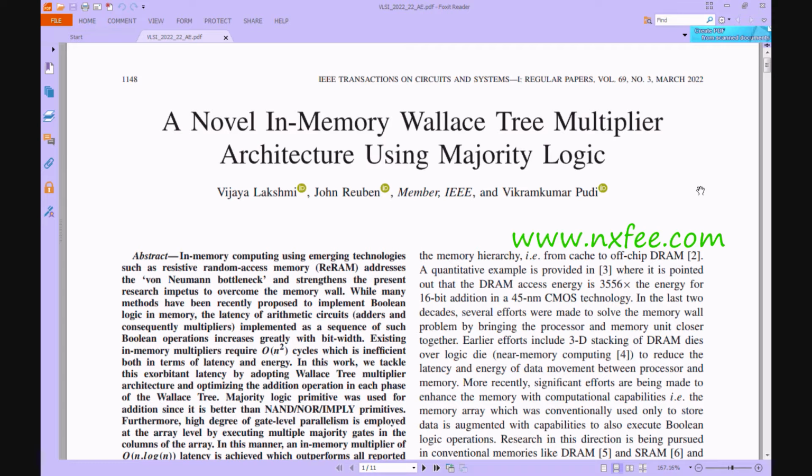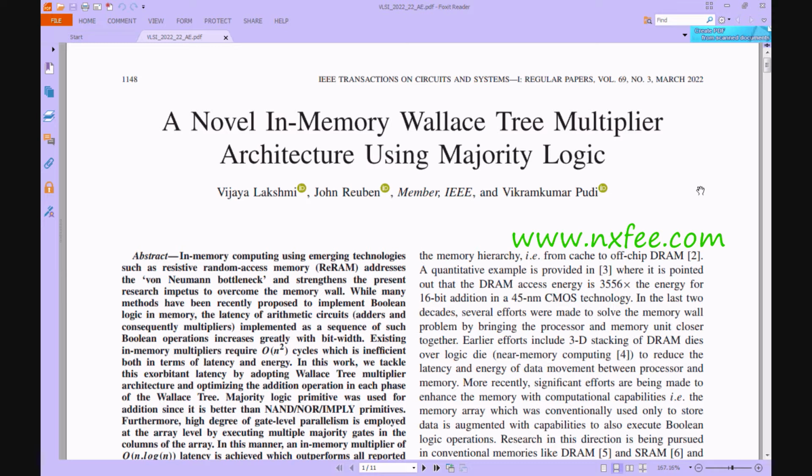Here we are discussing a project, a novel in-memory Wallace Tree multiplier architecture using majority logic gate. The latency of arithmetic adders and subsequently multipliers that are implemented as a succession of such Boolean operations significantly increases with bit width and memory logic. In this study, we address the excessive latency by using a Wallace Tree multiplier architecture and enhancing the addition operations in each step of the Wallace Tree multiplier. This allows us to reduce the latency, memory logic and power significantly.